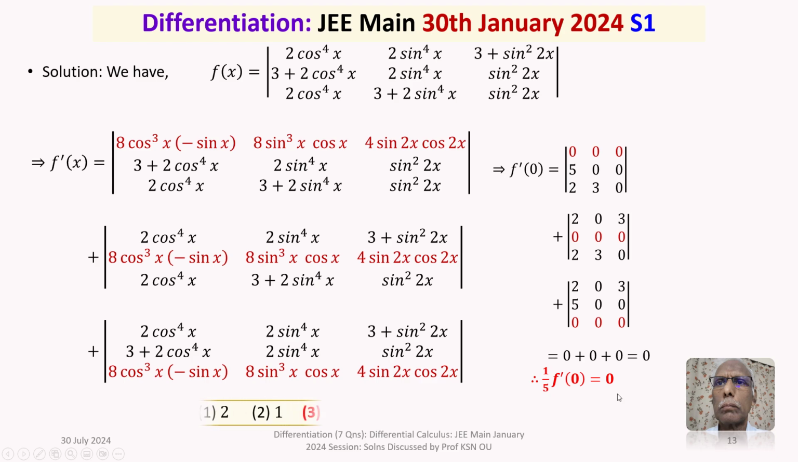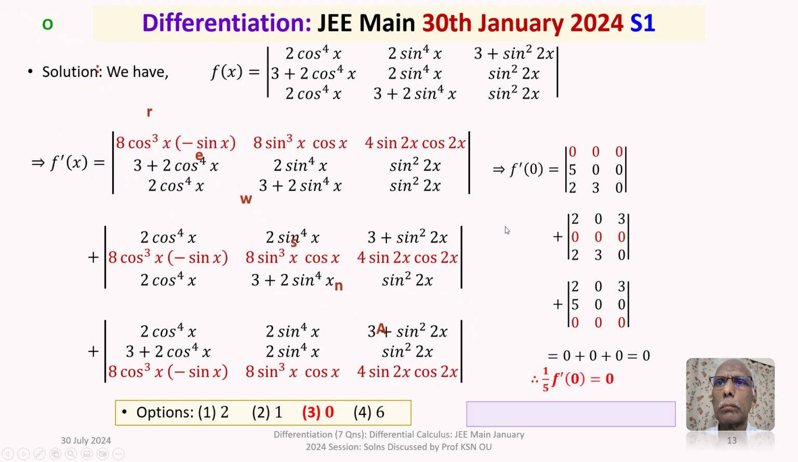So let's look at our options. Our answer 0 appears against option 3. Therefore, the answer to this question is option 3. That is the detailed discussion of the solution of the given problem. It's also a simple problem provided you know the differentiation of a determinant.